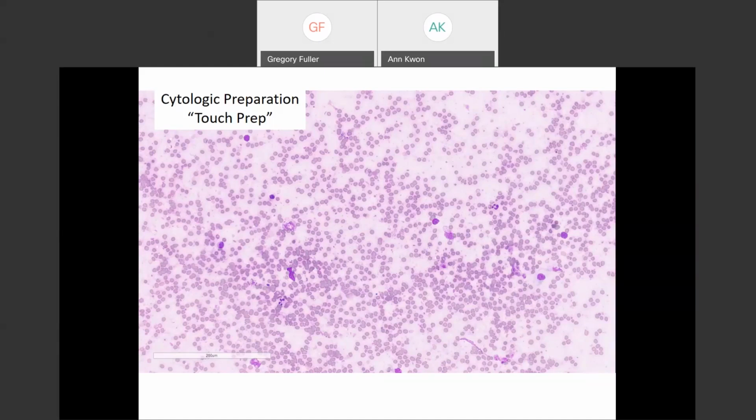And a few other air-dried cells. Most of those are going to be white blood cells. I see at least one neutrophil there. You've got squat. You've got nothing.